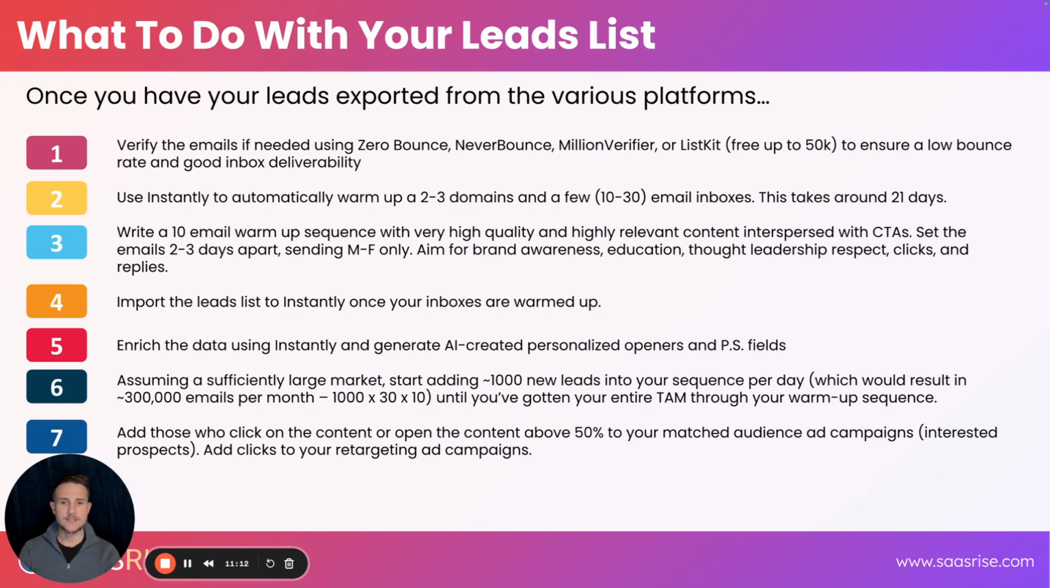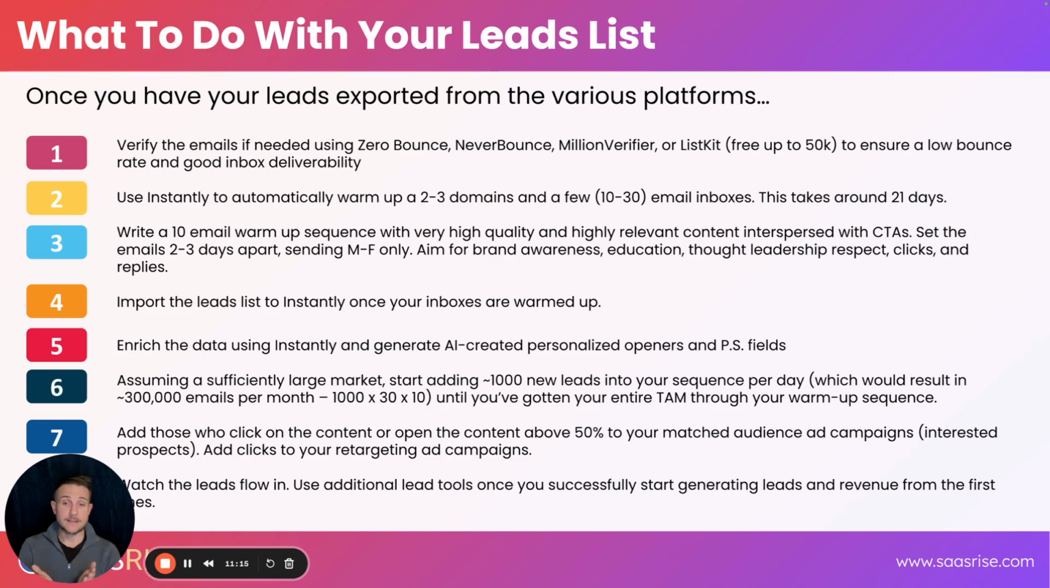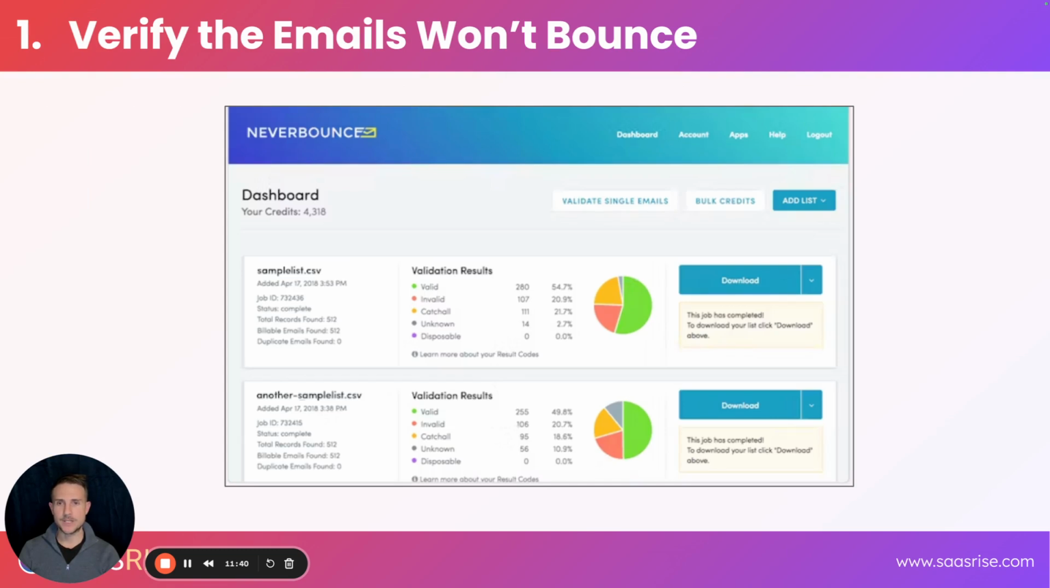You can add these clicks to your retargeting ad campaigns as well automatically by having the 180-day retargeting pixels on Meta, on LinkedIn, on Facebook, on Google, on Audible, on YouTube. And then lastly, watch the leads flow in. Using this strategy, you can generate in the mid-market about 200 to 500 qualified leads per month. And in the enterprise segment, about 25 to 50 qualified SQLs per month. So big opportunity here. Let's break it through step by step. You verify the emails won't bounce, or just get already verified emails from ListKit or Instantly or Apollo.